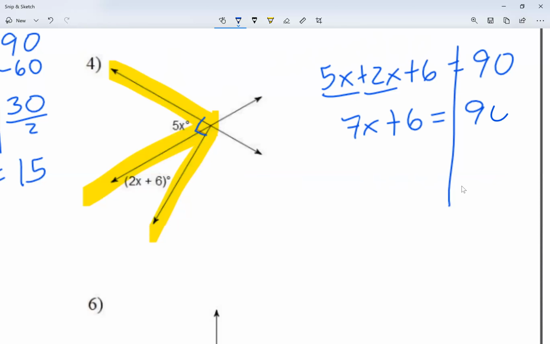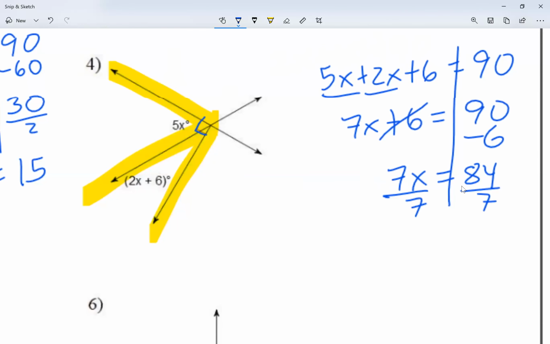It's equal to 90. All right, I want the x term by itself. So the plus 6, let me move it over. That's a minus 6. Don't forget opposite operation. So I have that 7x is equal to 90 minus 6 is 84. Okay, now let me divide by 7. So 7 divided by 7 is 1. So I get 1x equals 84 divided by 7 is 12. So x is equal to 12.